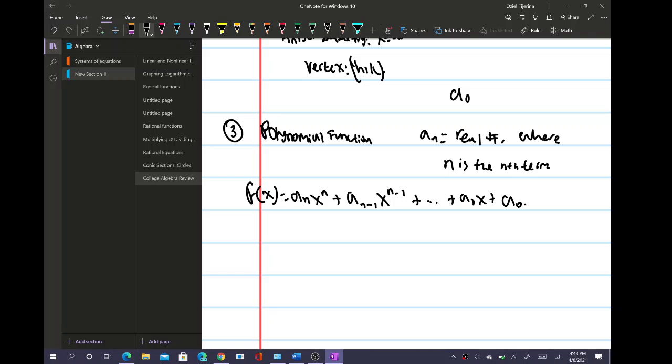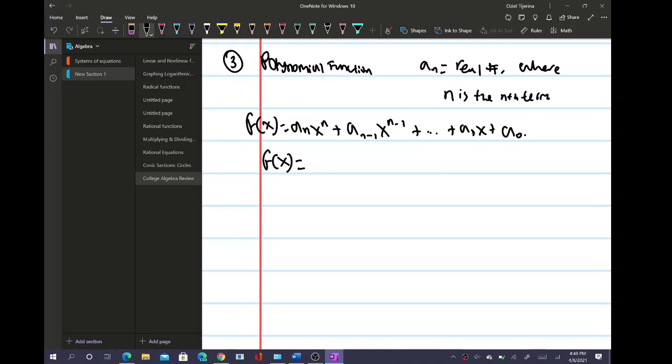Just know that a polynomial function means, think of it as, any function with any nth term. Basically, as long as it's of the form ax to the n, it is a polynomial function. Okay.